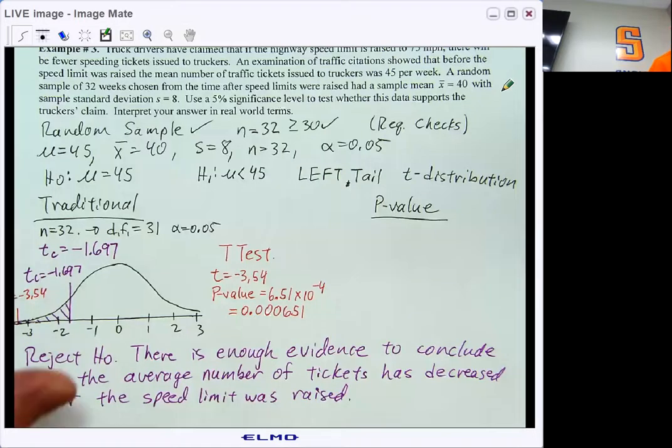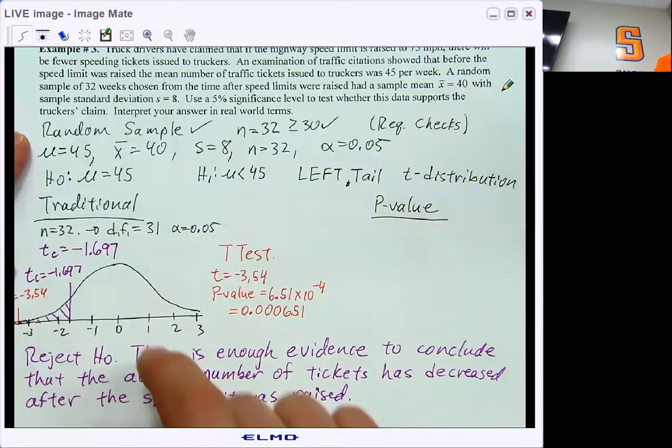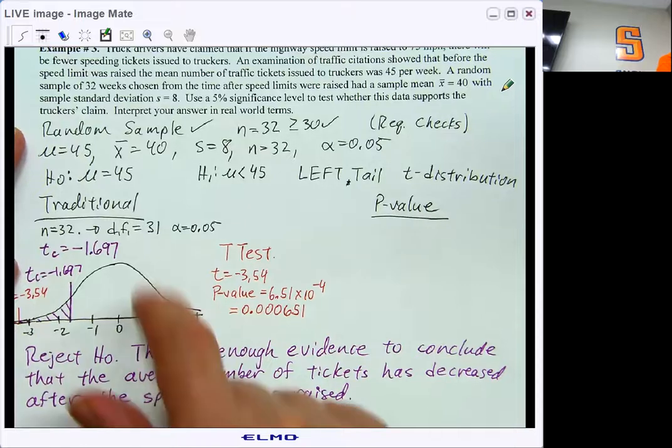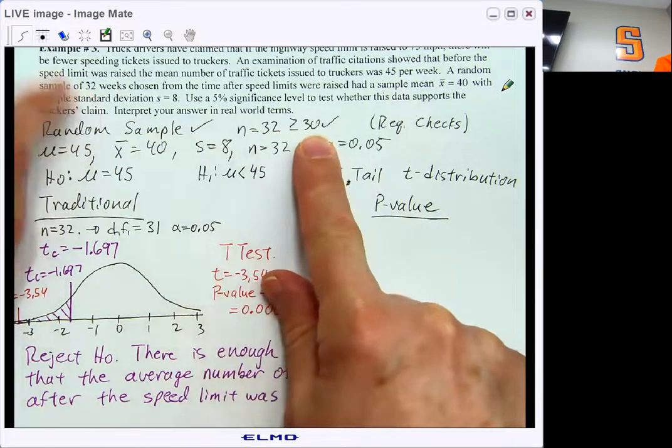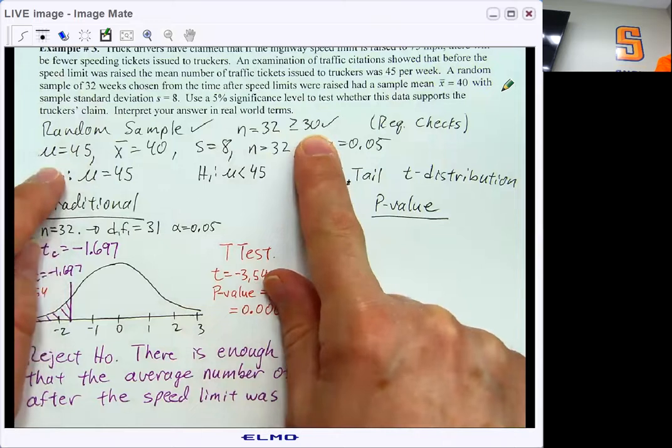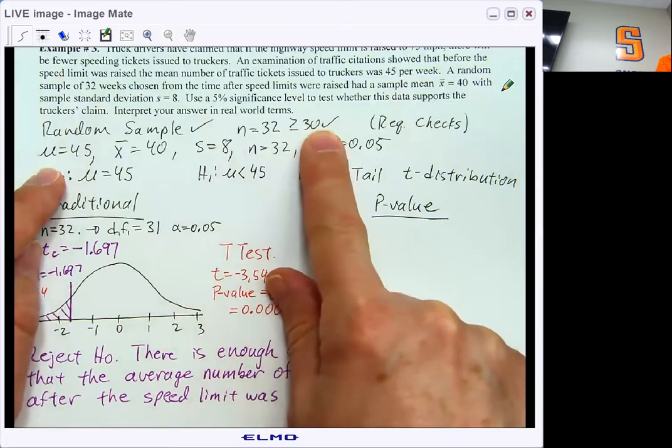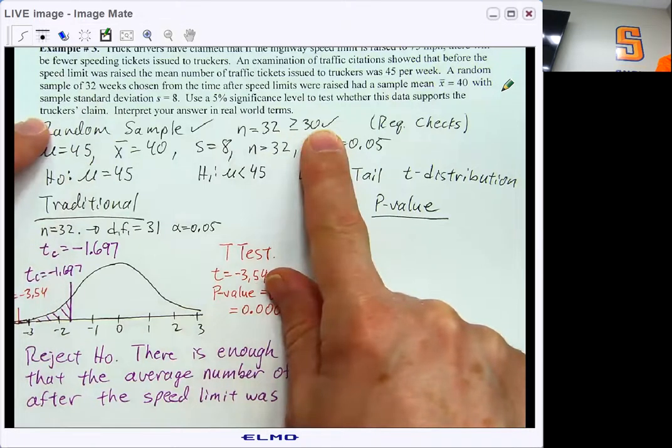Okay, let's come back together and see what you did. So I'll do a quick summary of my work. We had a random sample and our sample size was 32, which is greater than or equal to 30. So we are satisfying the central limit theorem. So we're good there on the requirement checks.